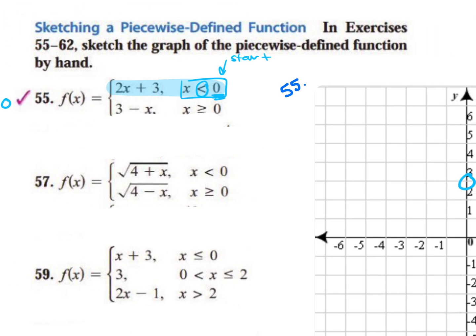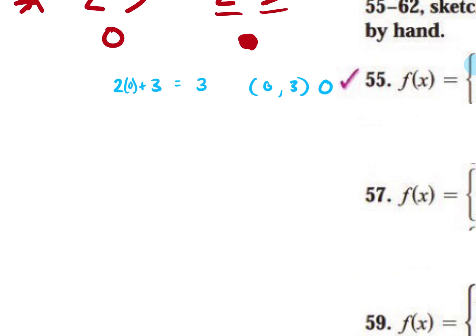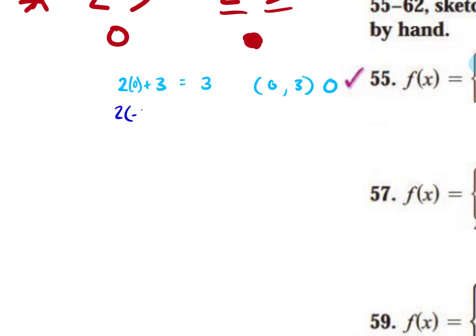Now, we can't just draw our line based off of one point that we have. We need another point. So I'm going to plug in another number that satisfies this inequality. So x is less than 0. What's a number I could plug into x that is less than 0? -1. Perfect. You could have said -10 if you wanted to. Anything less than 0 will give us the direction of our graph. So I'm going to plug in -1. 2 times -1 plus 3. This would be -2 plus 3, which is 1. So I plugged in -1 and we got 1.